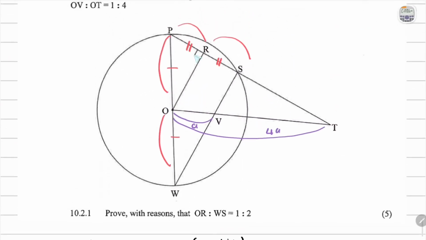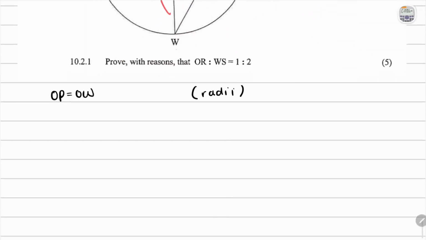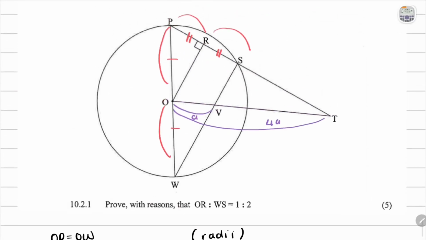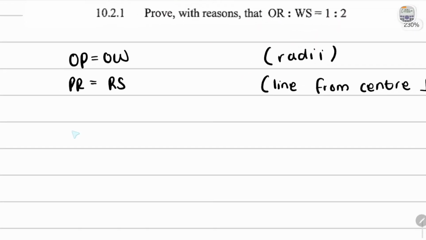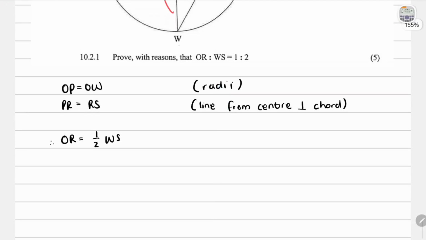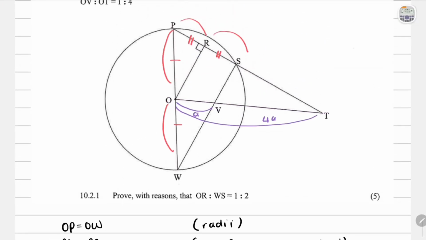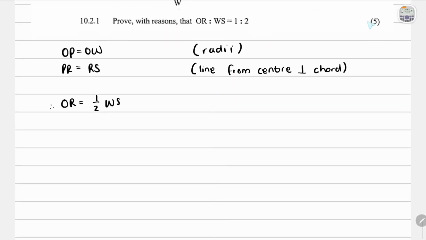And then these two are equal because of the line drawn from the center of the circle perpendicular to the chord. So therefore, this means that OR is half the size of WS. Okay, so we will say OR is equal to half the size of WS. And the reason for this is, when we have that case, it's because of the midpoint theorem. So we have to state that.